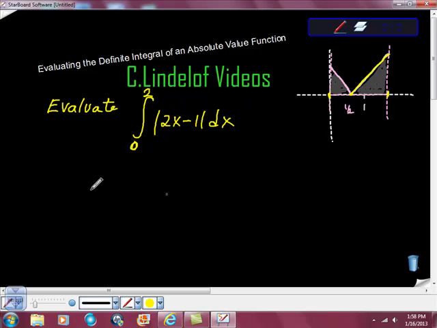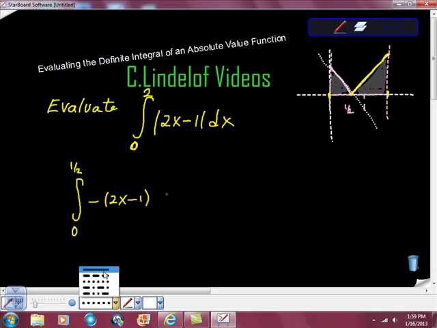I'm wondering if you can see that what we have really is the definite integral from 0 to 1/2 of the opposite of 2x minus 1. If you can stay with me on this line right here, this line is negative 2x plus 1. It has a negative slope, and it passes through the point (0, 1), doesn't it?